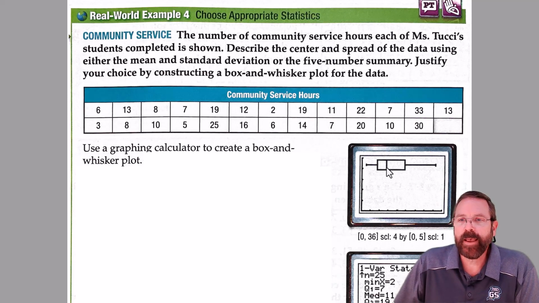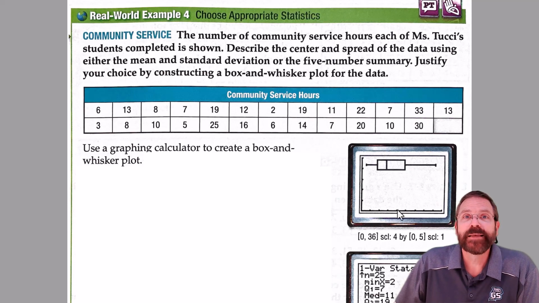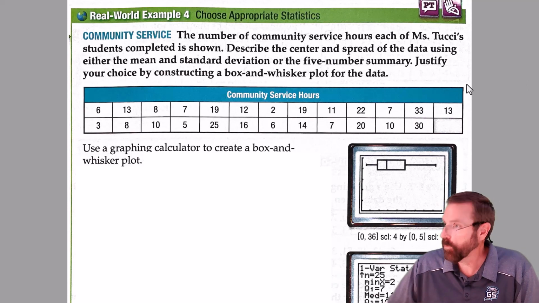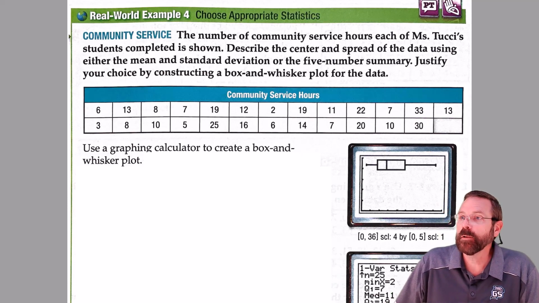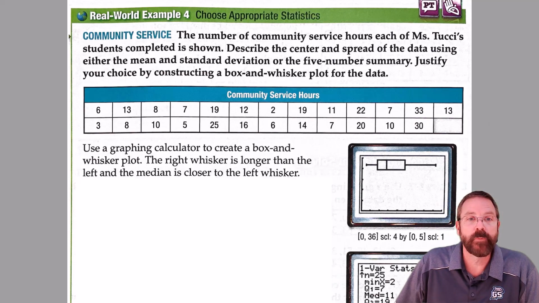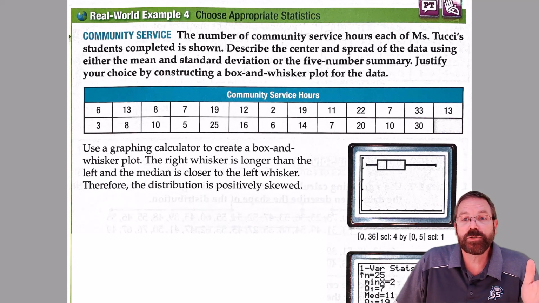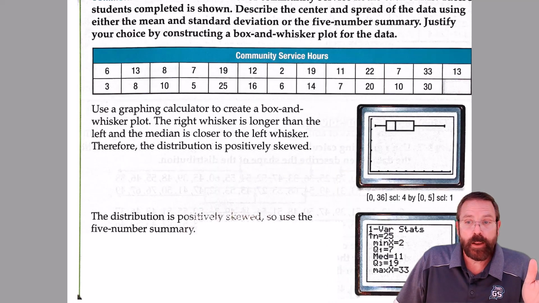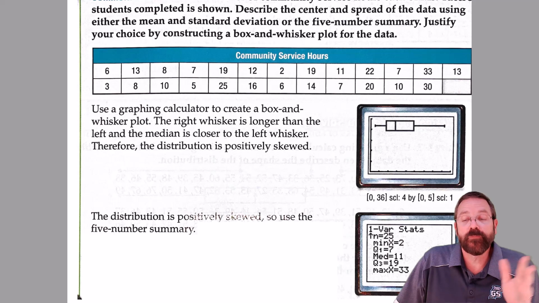As I was saying, half of the data is in this little bitty section right here. The other half of the data is in this huge section right here. Not symmetrical. Since it's not symmetrical, we have to use the 5-number summary. And the 5-number summary is super simple to find when you're using a box and whisker plot on a calculator. So let's take a look and see what the textbook gave us, and then we're going to show you how to do it. They said the right whisker is longer than the left whisker. The median is closer to the left whisker. So once again, it is a positively skewed graph. And so they're going to instead use a 5-number summary.